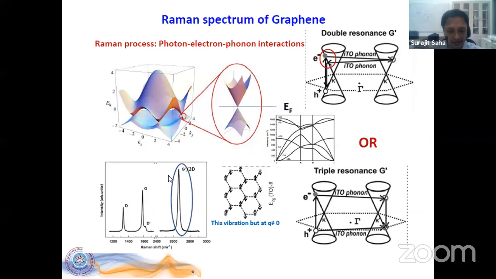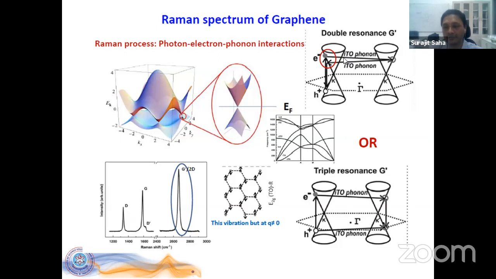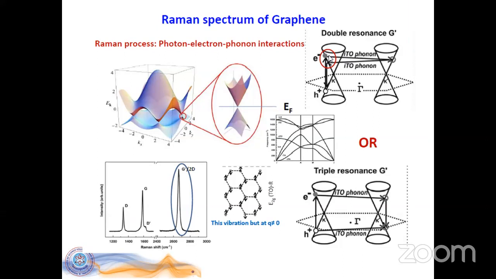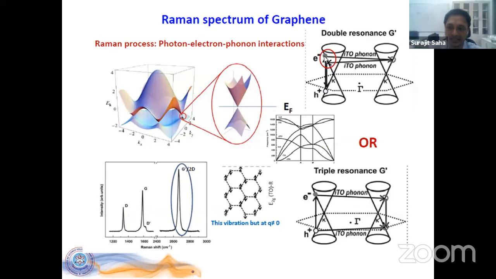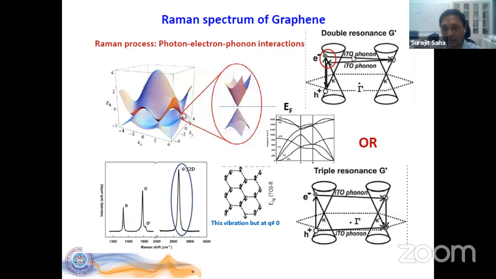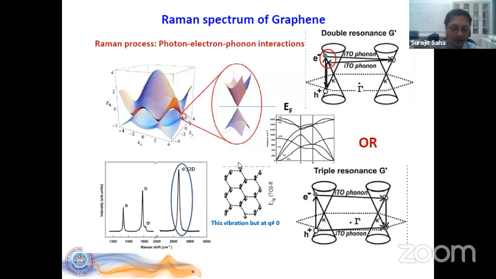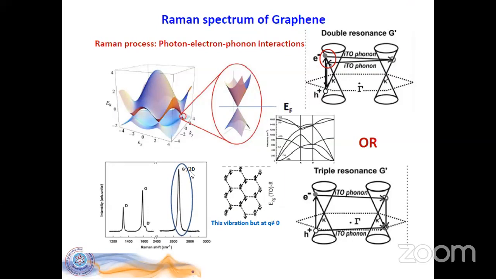So this is the 2D peak. This 2D peak refers to the two in-plane transverse optical phonons being used in this whole transition process. So the electron is excited to the excited state, and then it's moved on to another K point, which is the K prime, and then it brings back to the previous K point, and then brings back to the ground state. So since two TO phonons, the in-plane phonons, are involved in this, that is why it is called a two phonon process.